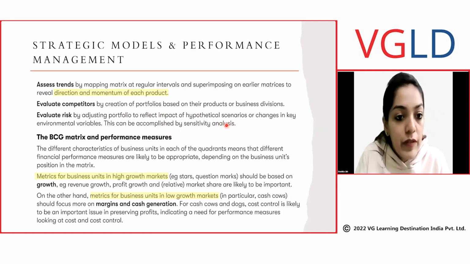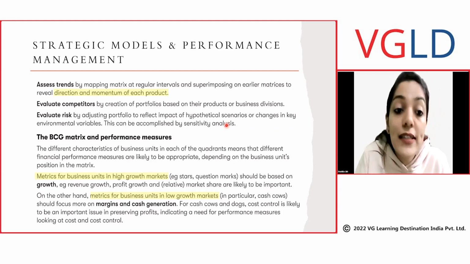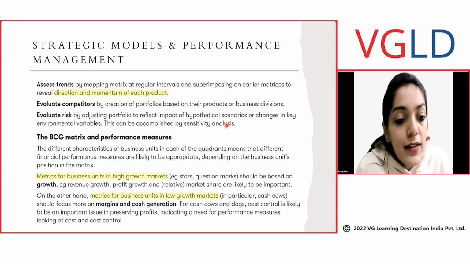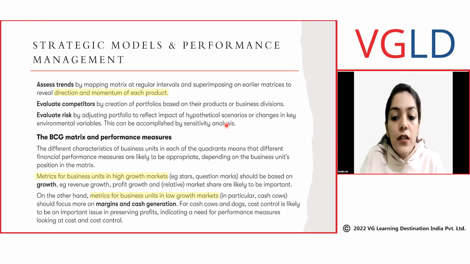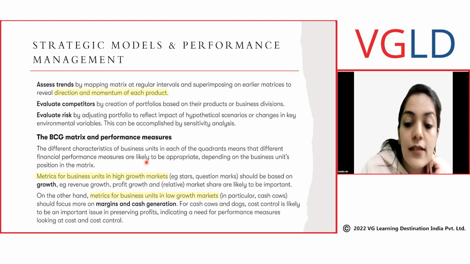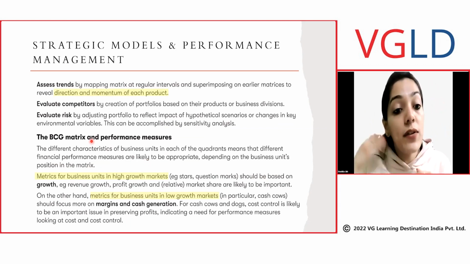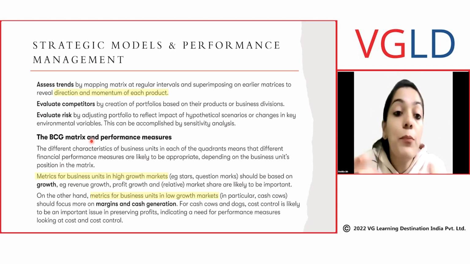See, basically, whatever we are studying now helps us decide our plan of action, that is, what needs to be done for that particular product, for that particular business unit. That is helped by BCG analysis. Clear? So you have understood the uses. What are the uses? Distribution of resources, planning the succession of products, then direction and momentum of each product. You evaluate your competitors by doing their BCG analysis. So this is something you can put in your answers.